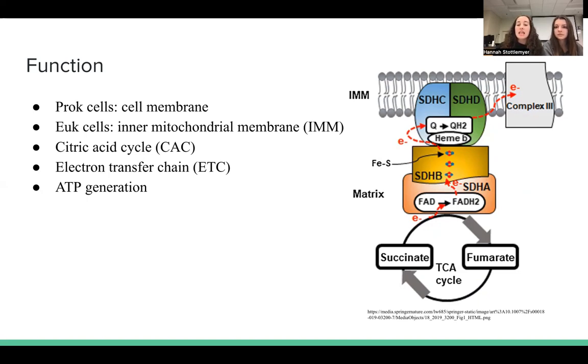A cool fact about this enzyme is that it is one of the only ones involved in the citric acid cycle and the electron transfer chain. Also, it is important to note that subunits C and D are hydrophobic subunits, and the other 2 are hydrophilic. So their hydrophobicity allows the enzyme to be embedded in the inner mitochondrial membrane for its location.